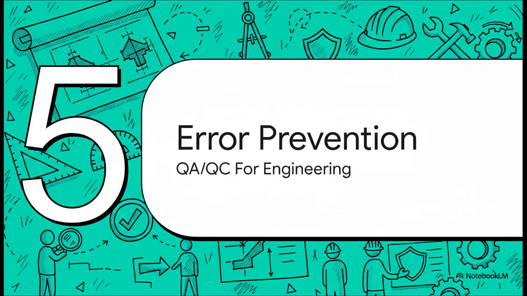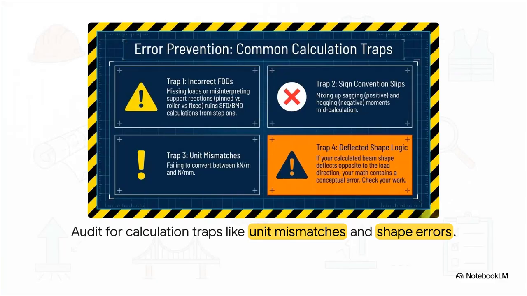And finally, Section 5, Error Prevention and Execution, QA/QC for your engineering teams. These 4 mathematical traps are exactly where designs fall apart long before a shovel even hits the dirt. Incorrect free body diagrams, slipping up on negative versus positive sign conventions, deflected shape logic errors, and the ultimate killer, basic unit mismatches between meters and millimeters.